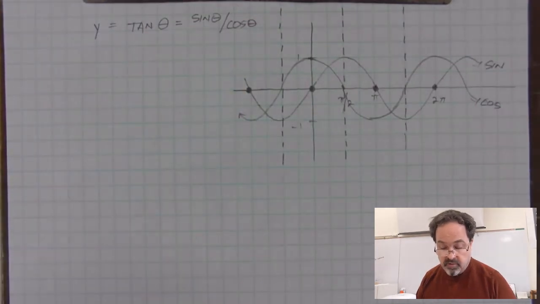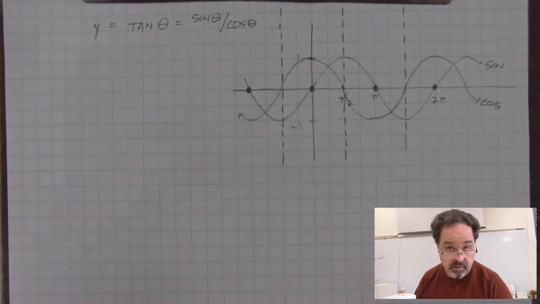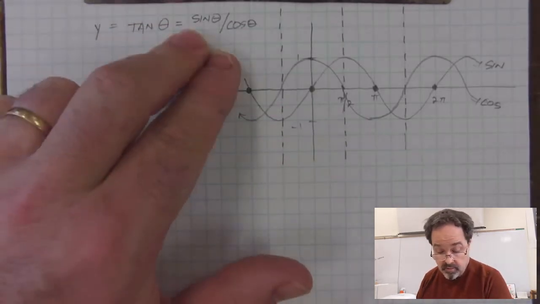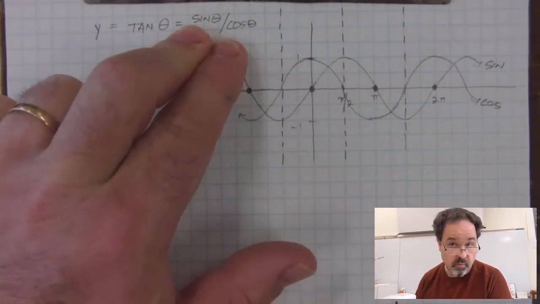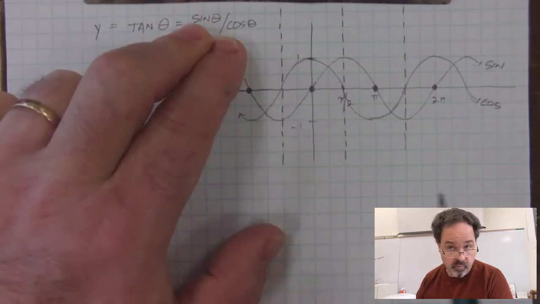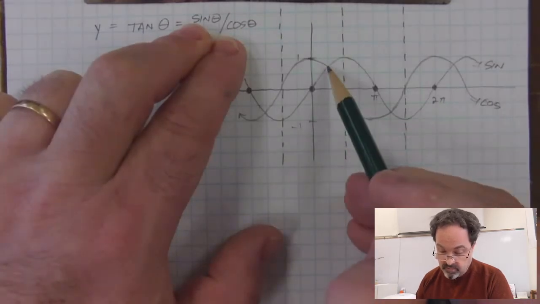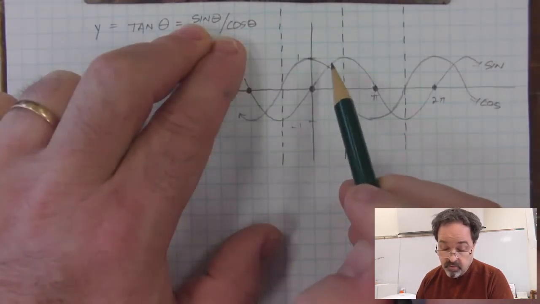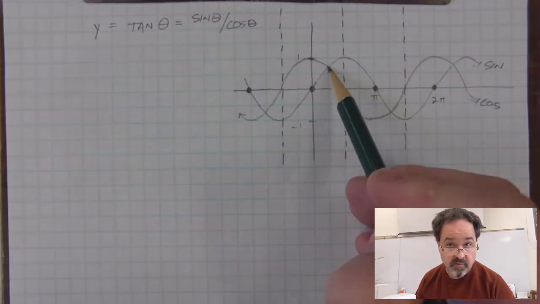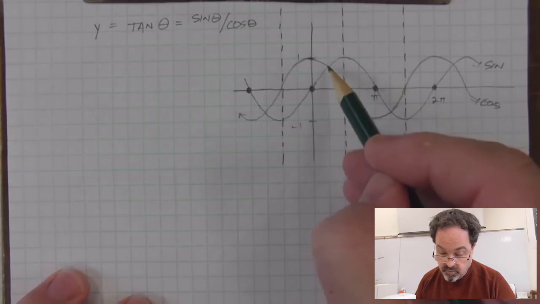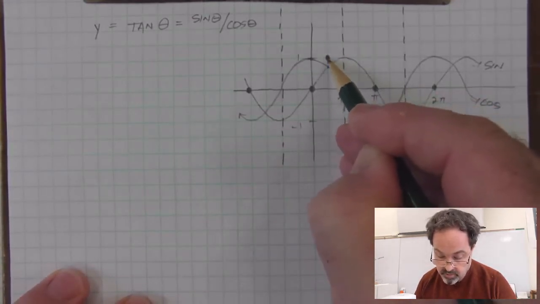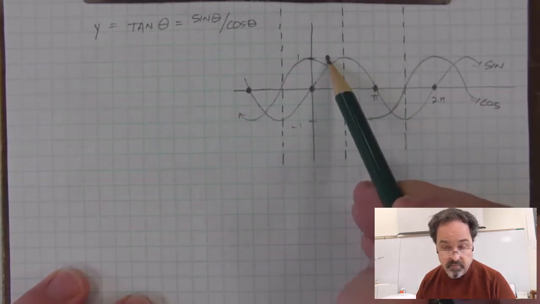When sine and cosine are equal to each other, then tangent is 1, because something over itself is 1. So where are sine and cosine equal to each other? Where they intersect. The sine and cosine curves intersect here. They're equal to each other, which means that it's something over itself, and tangent is equal to 1. So at this location, tangent is equal to 1. I can place that point on the tangent graph.